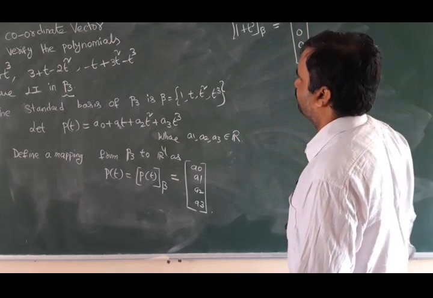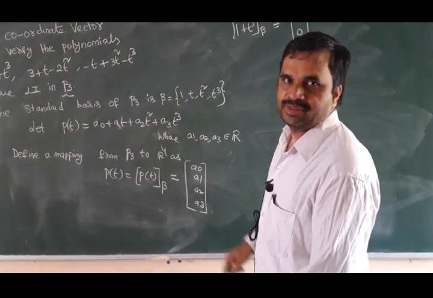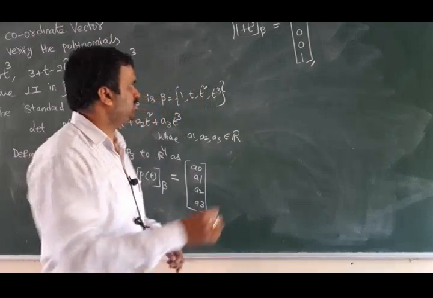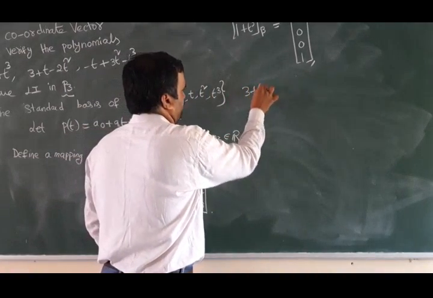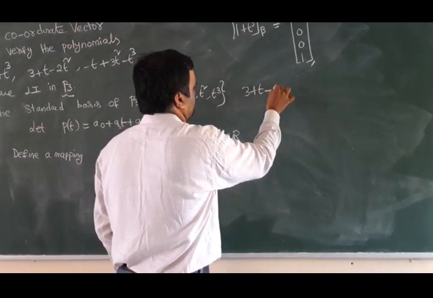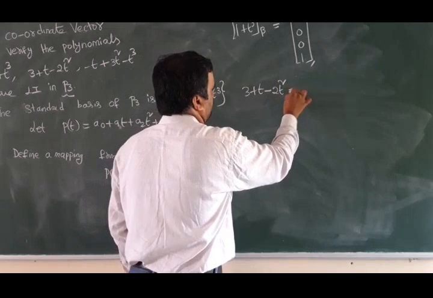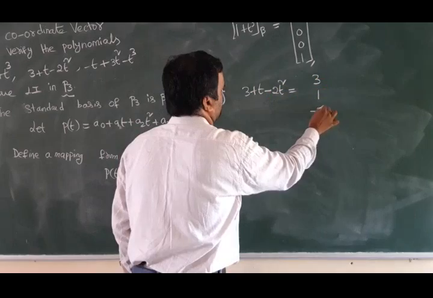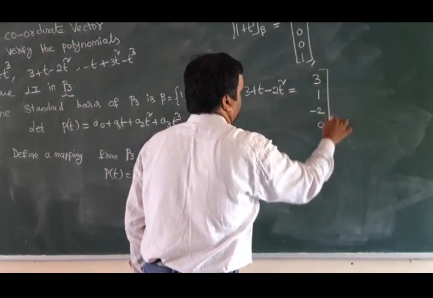One vector is over. The second vector we have is 3 plus t minus 2t square. Again, constant 3, coefficient of t 1, t square minus 2, and t cube is 0.